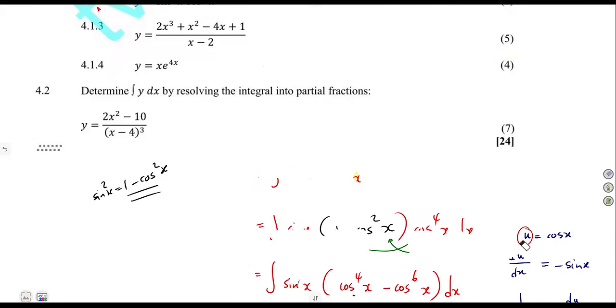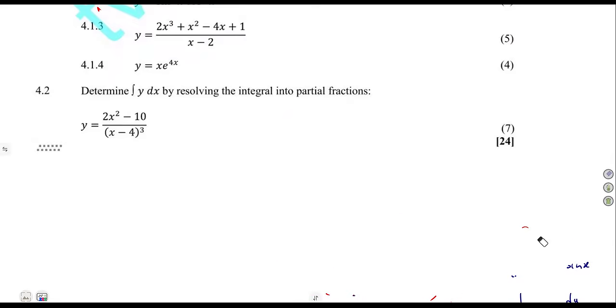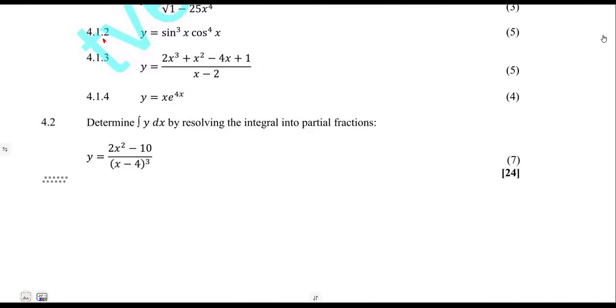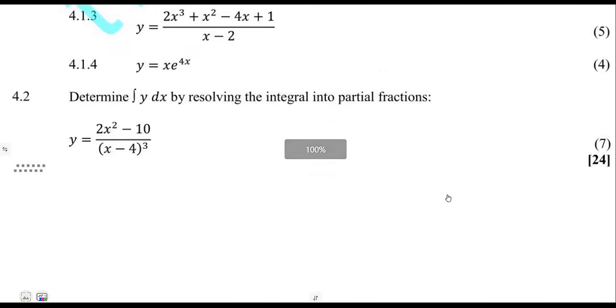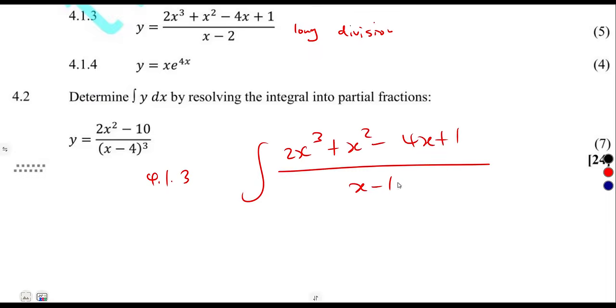4.1.3, which is part of our fractions, and from that, long division is to be used, as we can see that the denominator here has got a lesser degree compared to the numerator. So you can simply apply long division in this case. So that's 4.1.3, the integral of 2x cubed plus x squared minus 4x plus 1 over x minus 2 with respect to x.